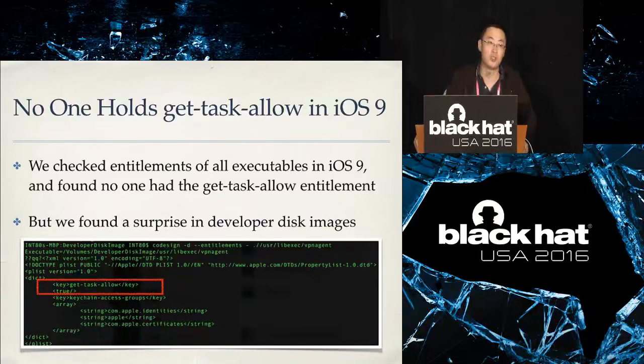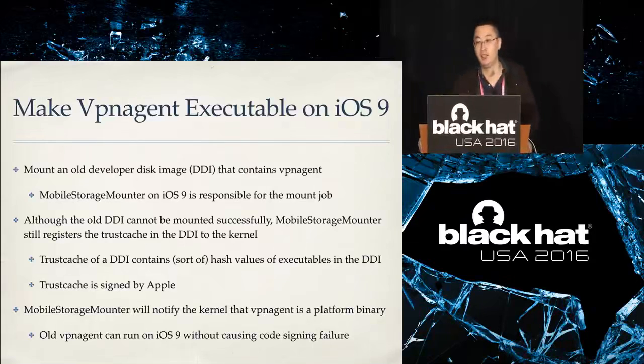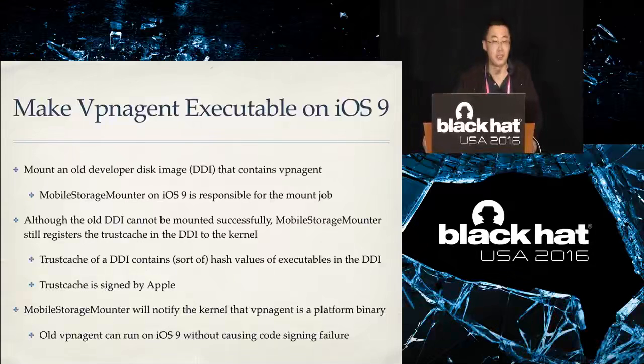In a very old version of the DDI, we found there is a program called VPN agent, which happens to have this entitlement. So now we try to mount the old version of the DDI onto the iOS device so that we have the VPN agent available. In the beginning, we found that iOS 9 has a version check on the DDI. If the developer disk image is too old, it refuses to mount it. We thought maybe we could not do this.